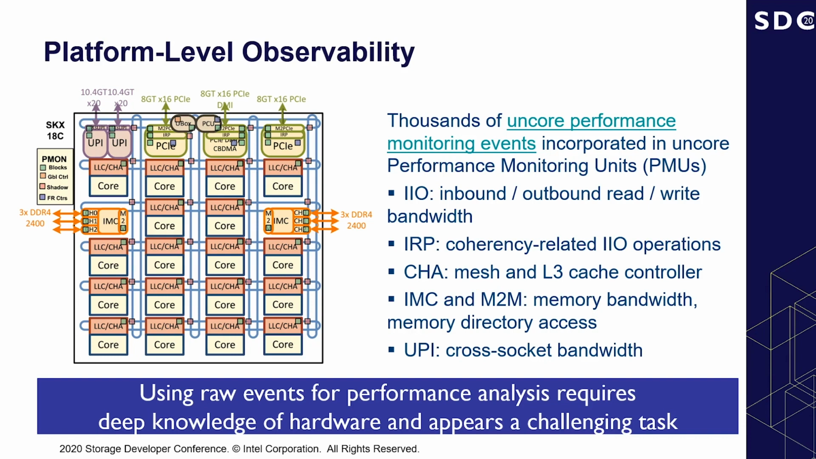When the I/O request processing induces memory or cross-socket traffic, it may be monitored through events provided by the integrated memory controller and UPI PMUs. However, using raw events for performance analysis is quite a challenging task because it requires a deep understanding of what exactly is counted by these events and how it is related to I/O traffic processing. To make performance debugging and tuning easier, Intel provides various performance analysis tools which build ready-to-use performance metrics upon uncore events.